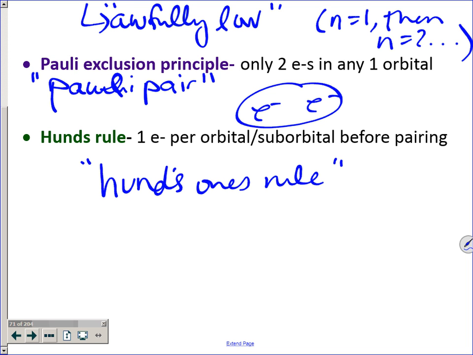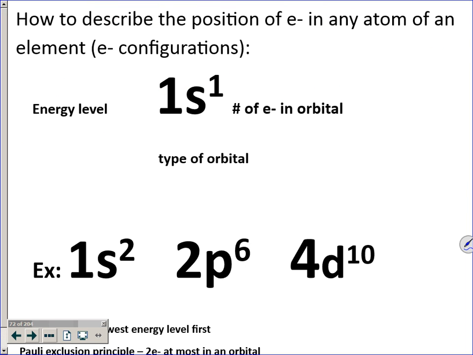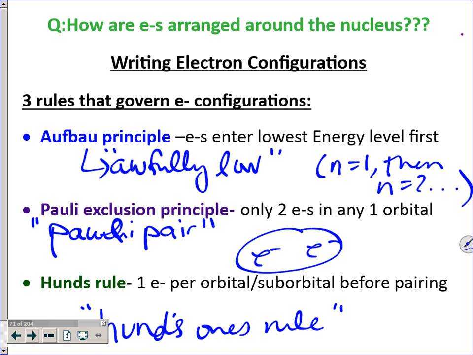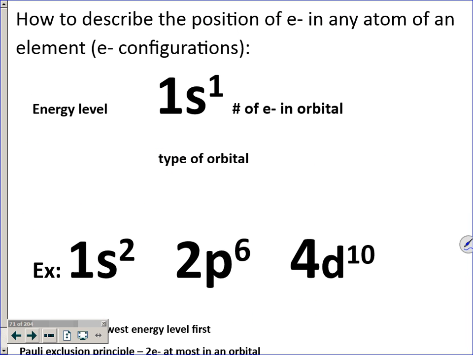Now we're going to apply this. So we're going to use these rules to write out a code. And the code, the secret code, is just called an electron configuration. Instead of drawing them every time, we use numbers and letters to describe where these electrons are. This is an example of what that looks like. These are other examples of what that looks like.